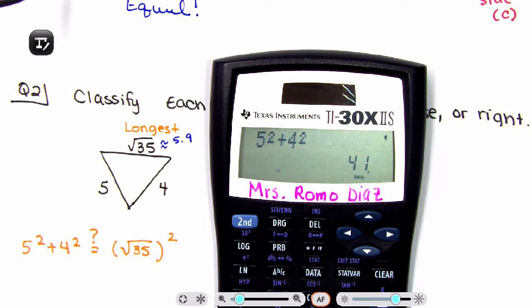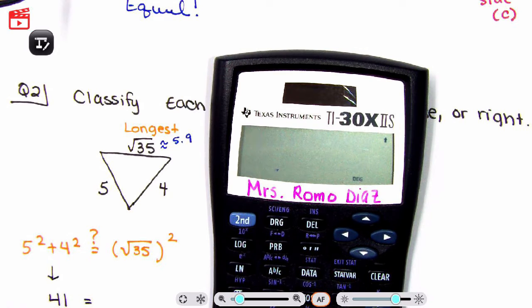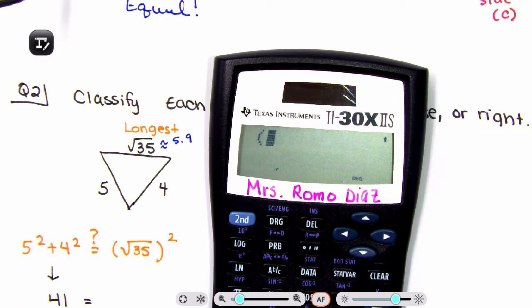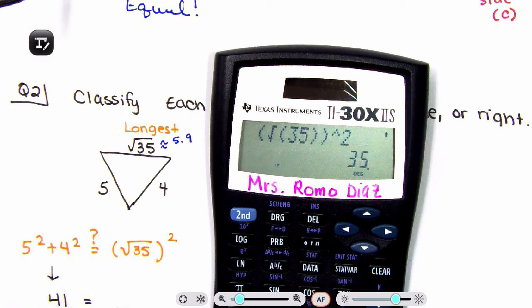And if you have negative numbers, you must use parentheses. So this here is 41. Now check the square root. Now I already know that this is going to be 35, but if you don't, that's okay. So you would put that in parentheses, you would do the square root of 35, and then you would square that, and that gives you 35.